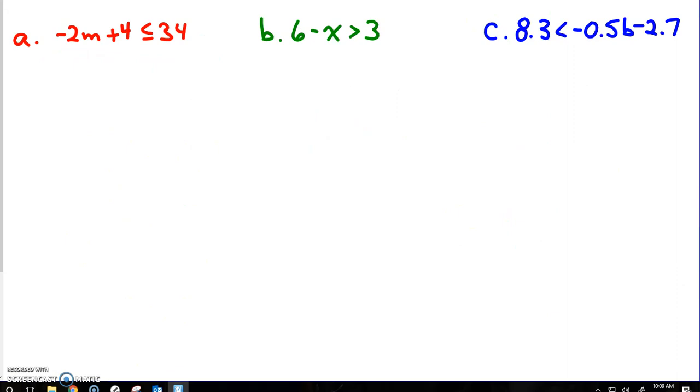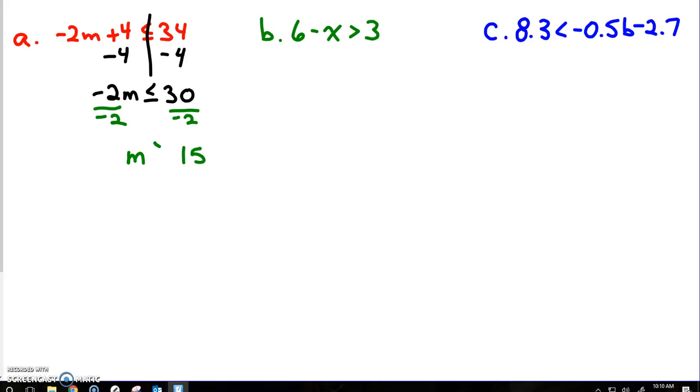Alright, so here are 3 more for us to try. Let's see, we want to subtract 4 on both sides. I've got 30, negative 2m on this side. Going to divide by negative 2, m and 15. Let's see, I divided both sides by a negative, so we're going to flip the inequality symbol the other way. And now to graph this, we're going to put 15 on our number line. It's a closed dot. M is greater, so our arrow goes that way.